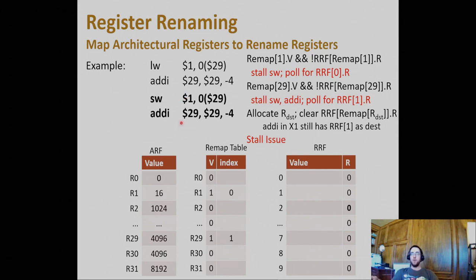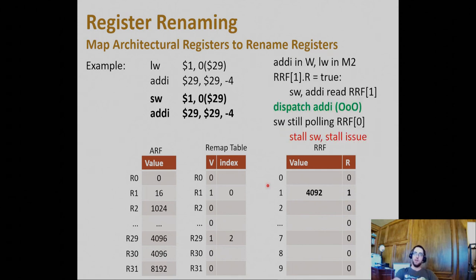So we rename $1 again. So R1 is going to get a new index here in just a moment. We clear the ready bit for the destination. I don't know if there's anything else left to say at this point. So we advance, and what happens now?